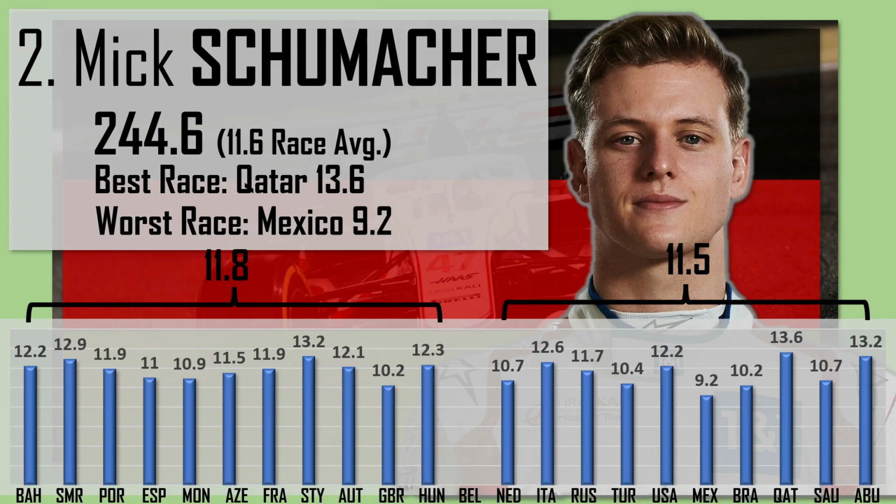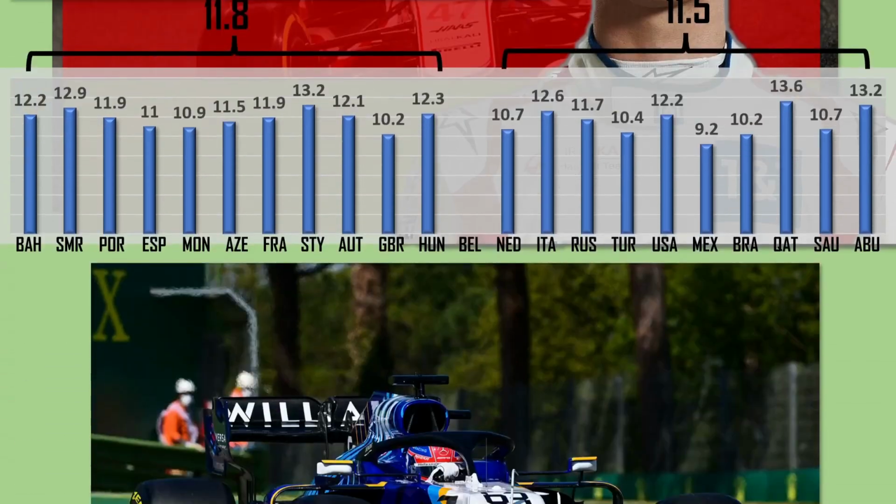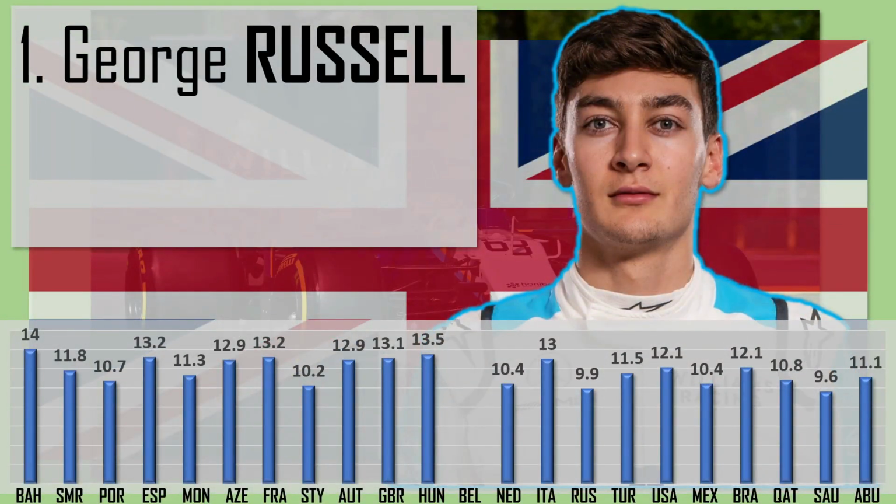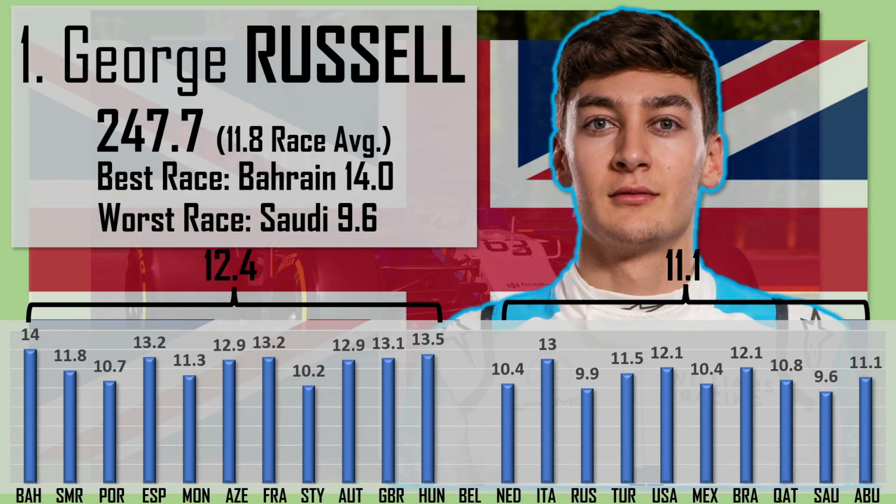Which means after a total of 165,000 data points of analysis, we have a driver of the season of George Russell in the Williams, scoring a season's total of 247.7 with a race average of 11.8, a best race result of Bahrain scoring 14 flat, and a worst race result of Saudi Arabia scoring 9.6.